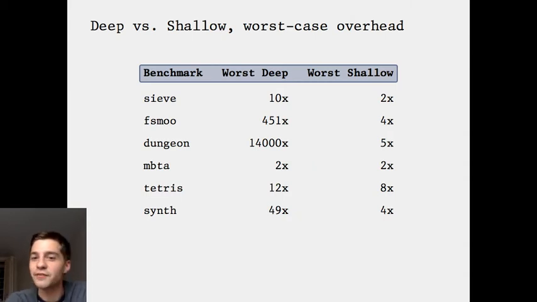So the worst case out of all the ways of mixing typed and untyped in shallow, for these benchmarks, it winds up at 8x. We've seen things that are slightly slower, but nothing close to 14,000, nothing close to 100x either. So shallow can be a lot better depending on the boundaries that you have.